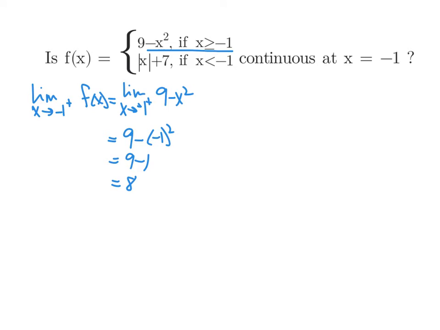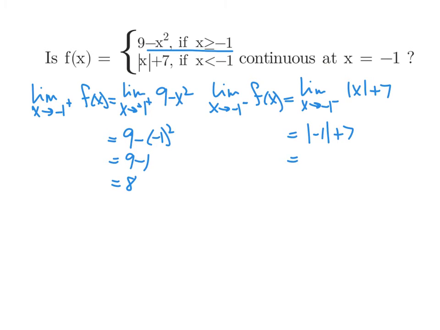So we have a right-handed limit. We don't have a left-handed limit yet, so we better check on that as well. The limit as x approaches -1 from the left-hand side of f of x is going to be the limit of the other piece, the absolute value of x plus 7. And here's another one where we can just substitute our -1 in there. Absolute value of -1 is 1. 1 plus 7 is 8. Since the right-hand limit and the left-hand limit both agree, we can say that this function does have a limit as x approaches -1, and that limit is going to be 8.